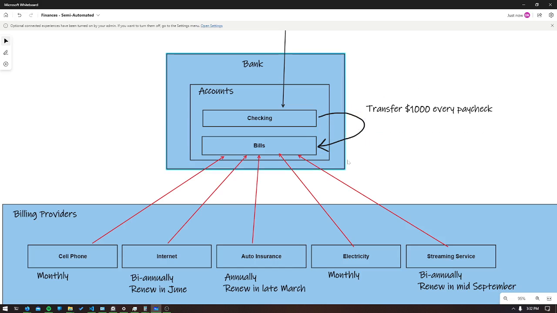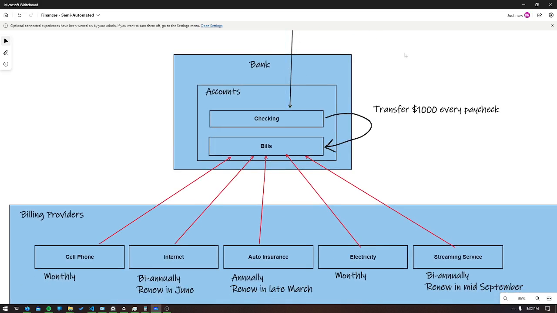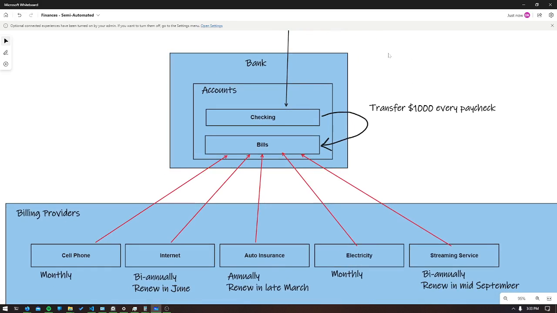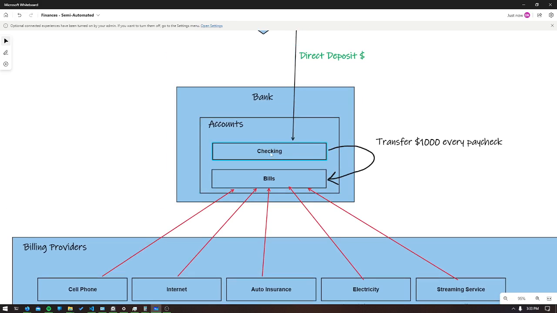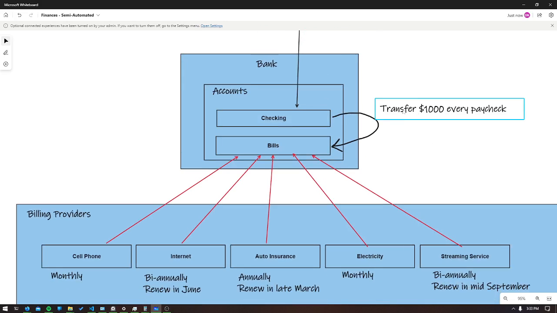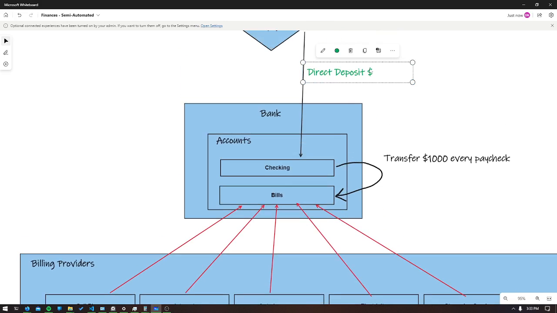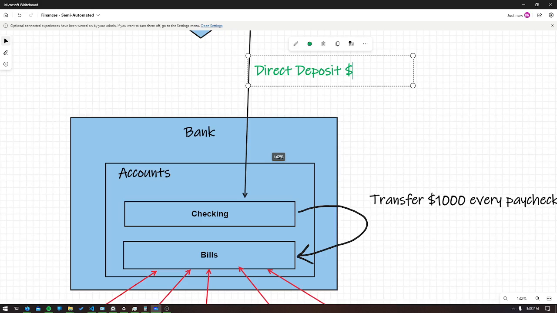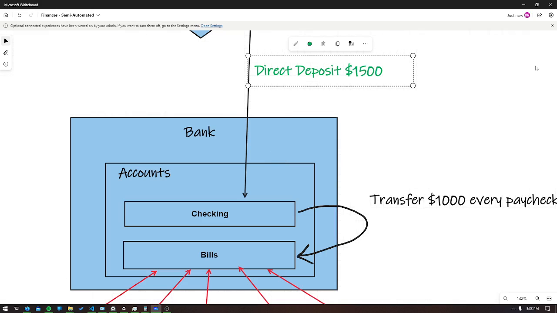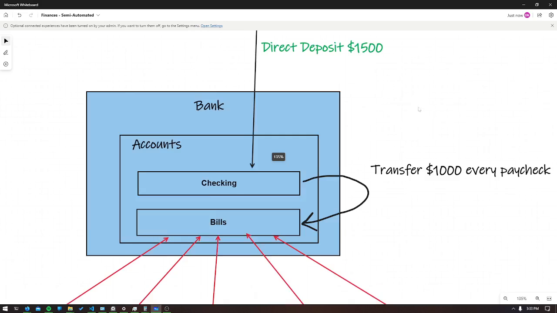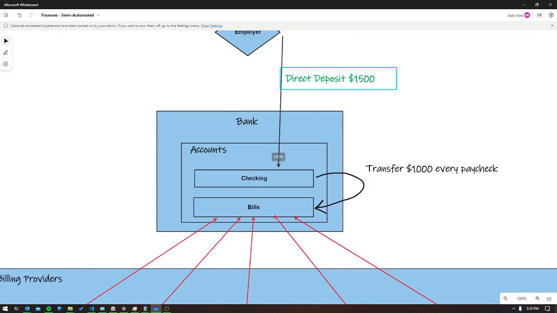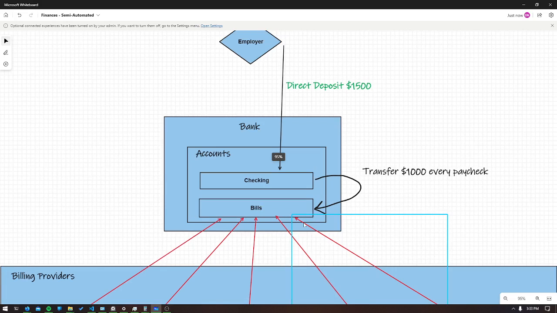Right. So easy enough. So let's say that you get paid once every month. Then once every month you get a certain amount of money that goes into checking. You transfer $1,000 of that into your billing account, and so let's say, for example, $1,500 is deposited per month. So every month you transfer 1,000 into bills, and then you have 500 left over sitting in your checking account after that to do whatever with. All right, so simple enough.